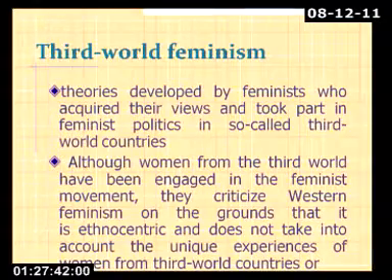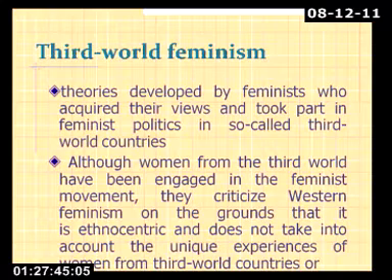Because there were also issues of feminism coming up in the third world. Because more oppression was being noticed in the third world, and some of the women were getting enlightened and empowered, they would take up the movement and the causes of the feminist movement in the third world. So some of the theories that were developed by feminists in the third world have this peculiarity. The important point was that most of them were Western educated, so they had a kind of bias. So they acquired their views and took part in feminist politics in the so-called third world countries.